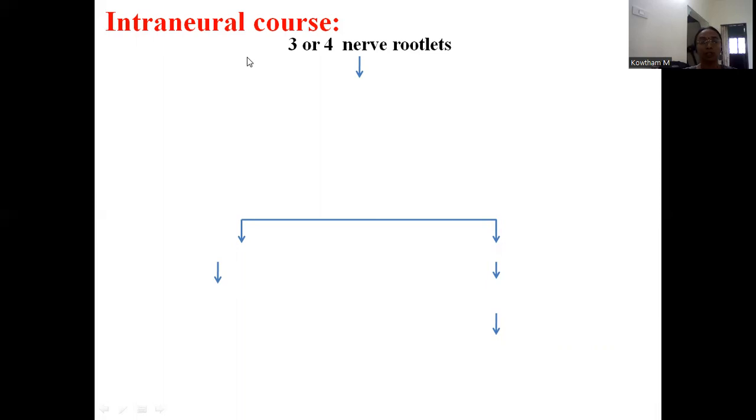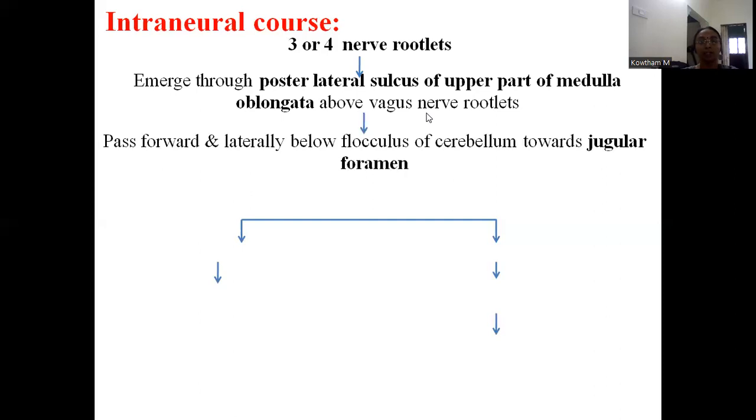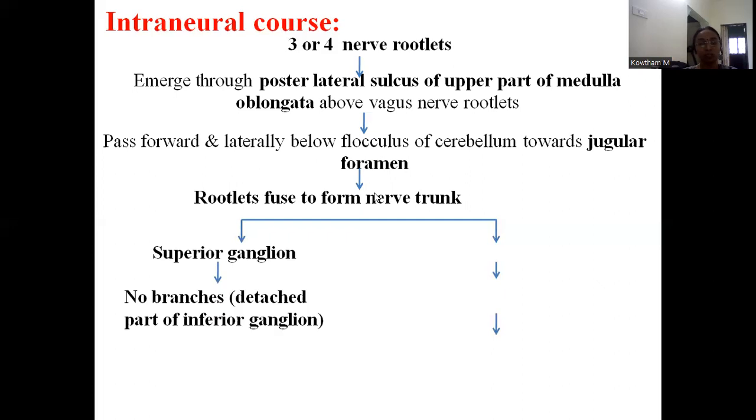First we will see the intracranial course. The glossopharyngeal nerve emerges from the nucleus ambiguus, nucleus tractus solitarius, inferior salivatory nucleus, and the spinal nucleus of the trigeminal. 3 or 4 nerve rootlets pass through the postolivary sulcus of the upper part of the medulla oblongata, above the vagus nerve rootlets. Then they pass forward and enter the jugular foramen. After entering the jugular foramen, it forms the nerve. Here it has two ganglia, superior and inferior. As I said previously, the superior ganglion has no branches. It is a detached part of the inferior ganglion.